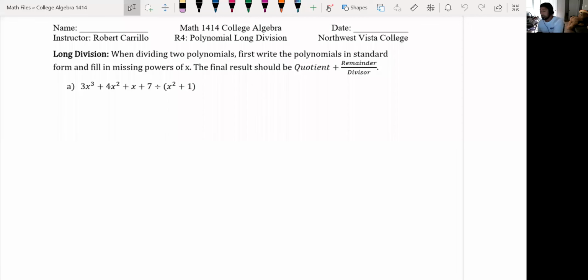Welcome everybody. This is section R4, polynomial long division. So we will be dividing polynomials today. Some information about dividing polynomials.